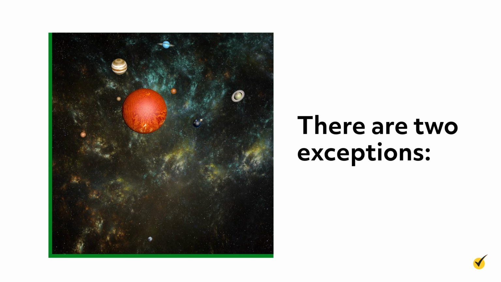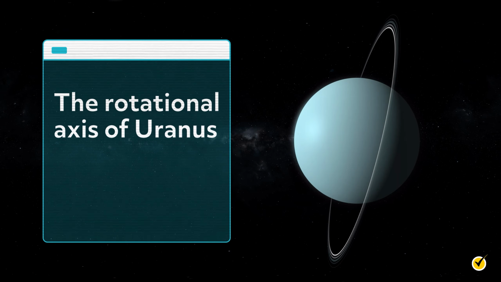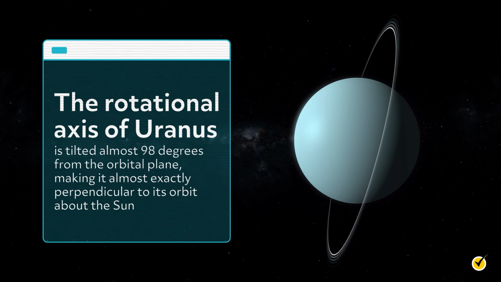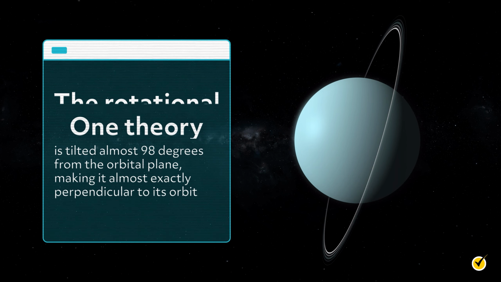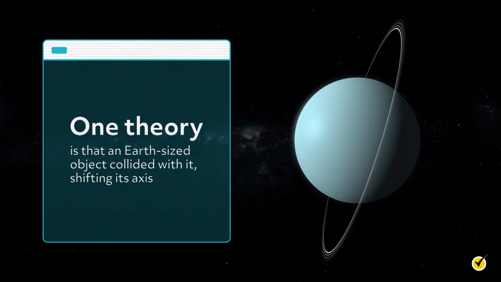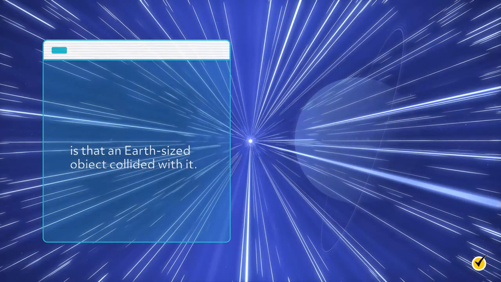There are 2 exceptions, Uranus and Venus. The rotational axis of Uranus is tilted almost 98 degrees from the orbital plane, making it almost exactly perpendicular to its orbit about the sun. One theory is that an Earth-sized object collided with it, shifting its axis.